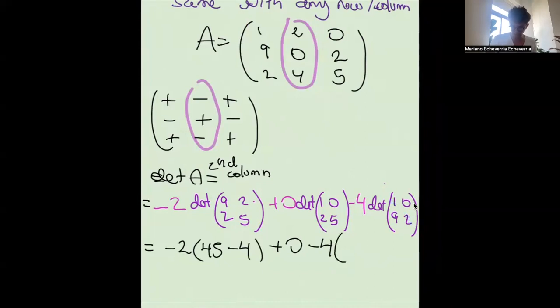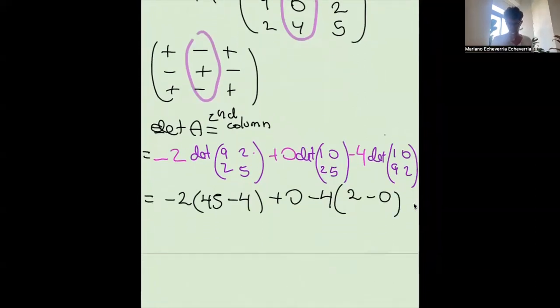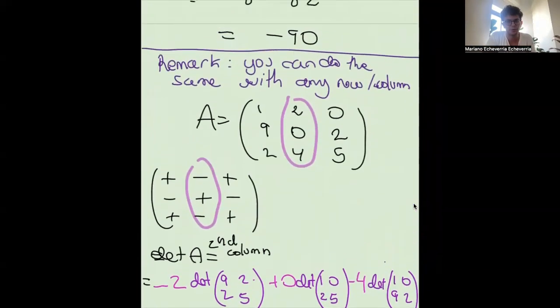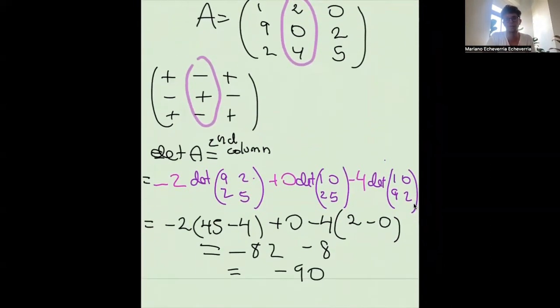And then -4, 2, -0, right? So you get what? This is again 41. So 41 times -2 is -82, right? And then this is -8. And then this gives you -90. So it's the same as before, right? Which is what should happen.